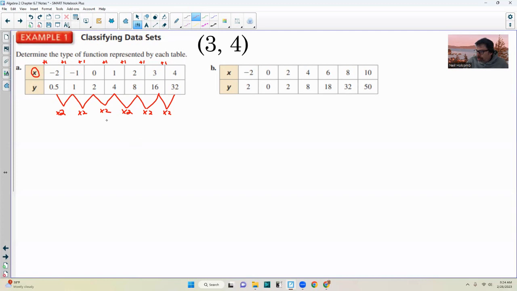So since it's a common ratio of 2, I'm going to write that common ratio of 2. Since it's a common ratio of 2, the data in the table represents an exponential function. So this is exponential.